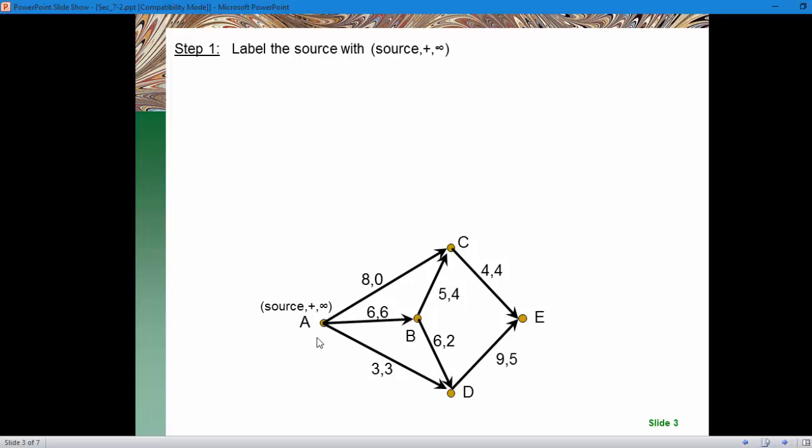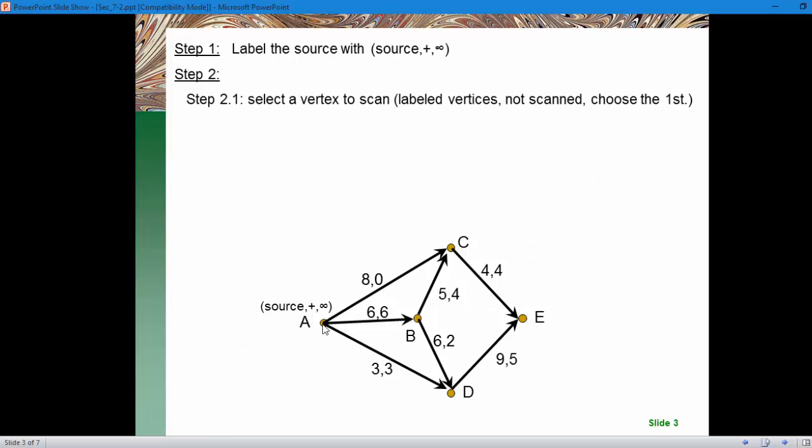Anyway, that's the standard label that we used just to begin the algorithm. Now, step number 2, we are going to do something called scanning and look for labeled vertices that are not scanned, and we choose the first one. So here we choose vertex A. From vertex A, we now scan vertex A by looking at all the adjacent vertices to A. That will be B, C, and D.